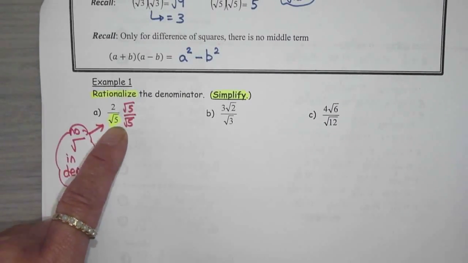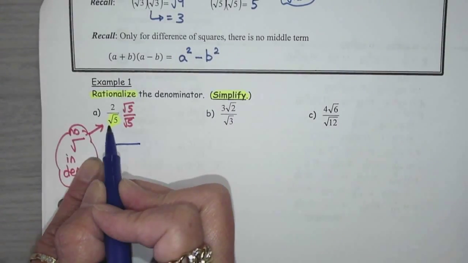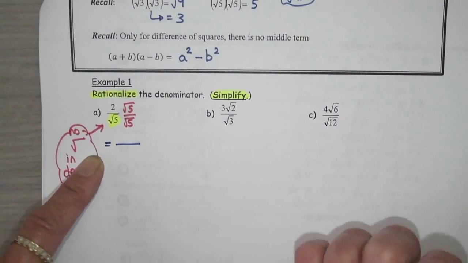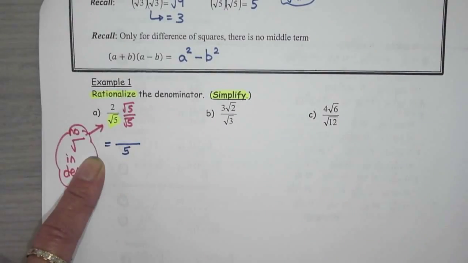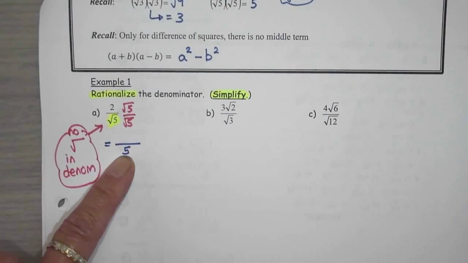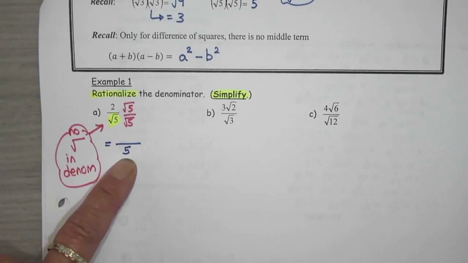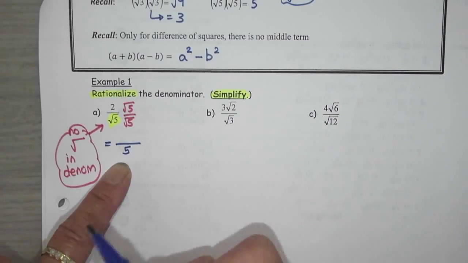Why am I multiplying it by itself? Because look, when you multiply root 5 times root 5, it becomes root 25. Can we skip that step and go 5? Now what's my denominator? 5. What was it before? Root 5. But now it's 5. Did I rationalize it? Yes. This is called rationalizing, where I got rid of the root.